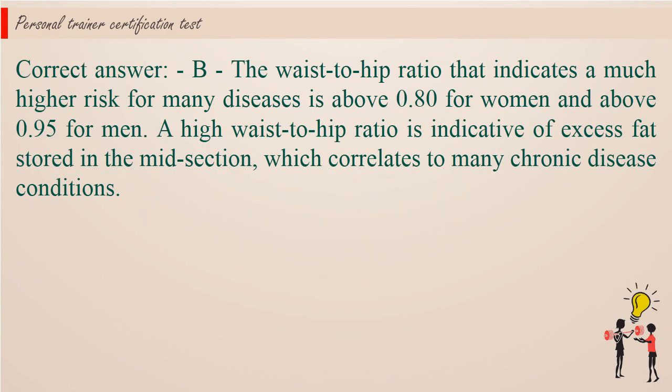Correct answer, B. The waist-to-hip ratio that indicates a much higher risk for many diseases is above 0.80 for women and above 0.95 for men. A high waist-to-hip ratio is indicative of excess fat stored in the midsection, which correlates to many chronic disease conditions.